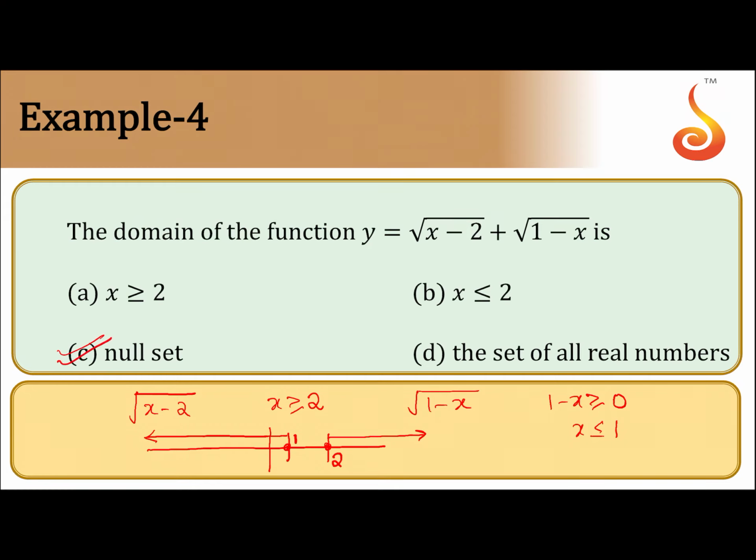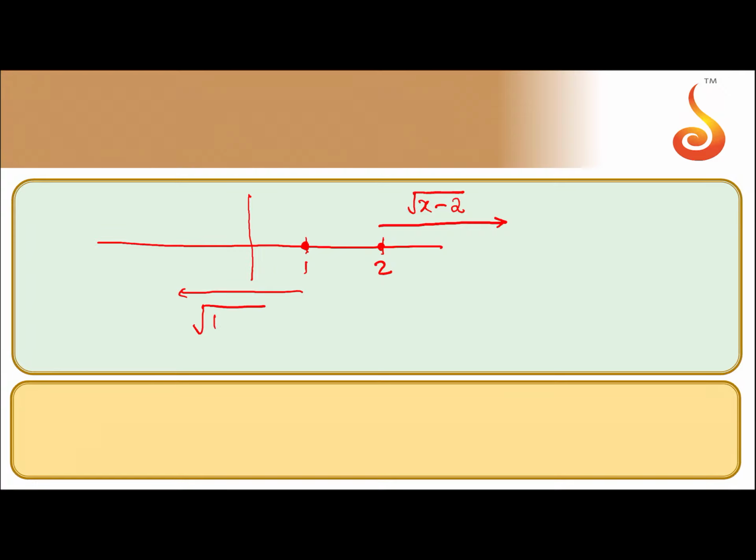I'll explain you once again. I'll draw the next slide to explain it in a proper way. So this is 1 including, and this is 2. This is for under root of x minus 2, and this is for under root of 1 minus x. So nothing is common in both.